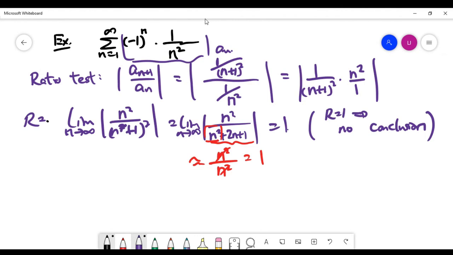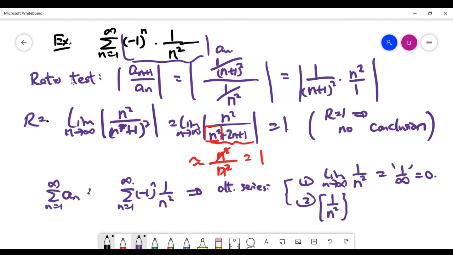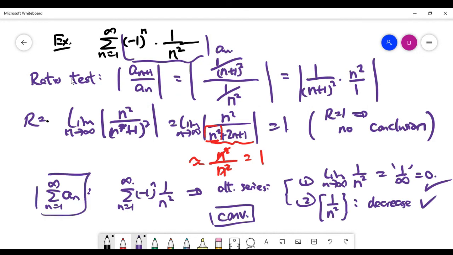So what can we do about it? We can only go back to the original understanding of the series. For example, let's consider the original series. It is the same as the alternating series like this, and we can use the alternating series test here. In this case, there are two conditions to check. The first condition is you have to take the limit as n goes to infinity for 1 over n squared, which is of course 0. For the second condition, you have to make sure that the given sequence is decreasing. But I think it's obvious for 1 over n squared. So it means that this series itself is convergent.